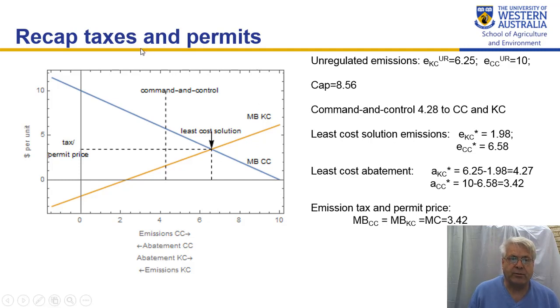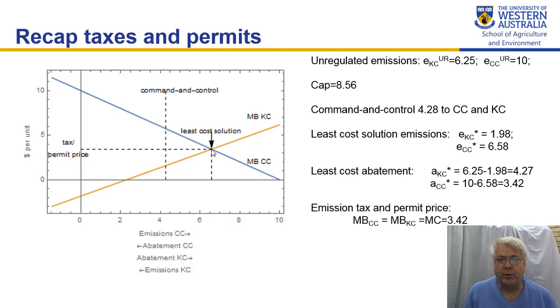So if we start off with the command and control solution here, where each firm gets 4.28 tonnes of limestone emissions, then we can see that the marginal profit for CC is above the marginal profit for KC. So there's scope for an adjustment up to this least cost solution here, where the marginal profits of the two firms are equalised. Two ways of getting there.